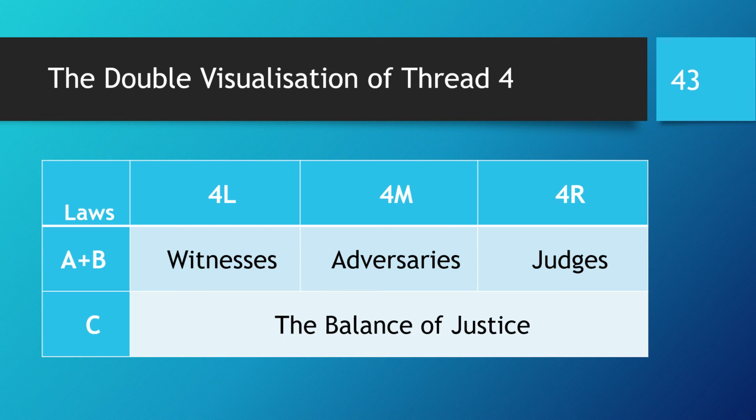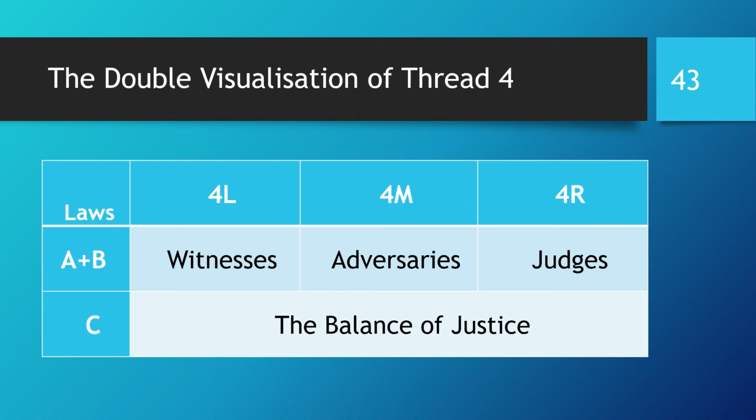They represent a double visualization. The paired elements A and B present the persons present in a court of law, witnesses, adversaries, and judges, while the C element pictures the balance of justice. Together they form an image of social justice.